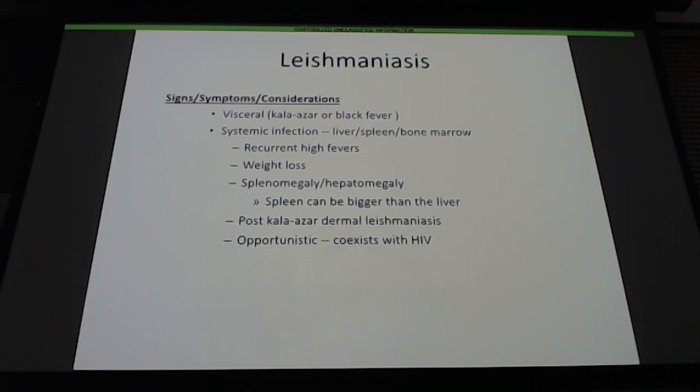So for the visceral, kala-azar or black fever, AKA, this is the most severe form of leish. Right? This is the worst one that you can have. It is systemic. It can affect the liver, the spleen, bone marrow. You can have recurrent high fevers, weight loss, splenomegaly, hepatomegaly. The hallmark for this one would be the darkening of the skin. Okay? And generally, later on in the disease process. And it can be anywhere on your body, your face, your hands, your arms, your feet.